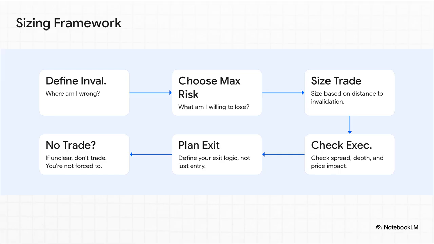4, check the execution conditions. Can the market even handle this trade right now? 5, plan your exit. How are you going to take profits? And finally, step 6, and this is probably the most important one. If any of this stuff is unclear, you do nothing. You are never ever forced to take a trade.